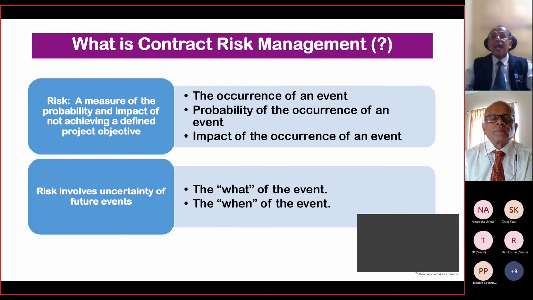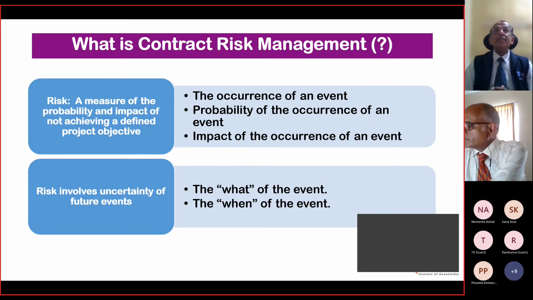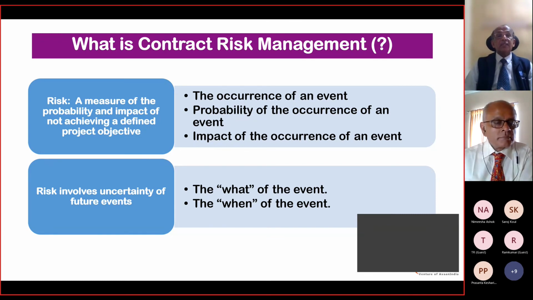So the risk can be anything. It can happen at any time without any knowledge about anything. Risk involves uncertainty of future events, the what of the event and the when of the event. Please bear in mind that risk is something which is always with you. What can happen to you is something which you have to understand. We all try to make the best out of it and to avoid the risk as much as possible.